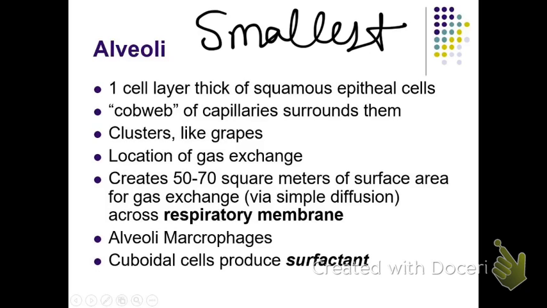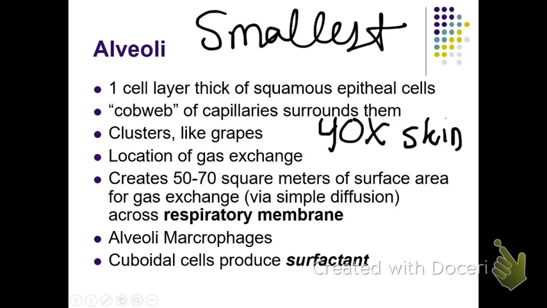And there's about 50 to 70 square meters of surface area for gas exchange. And if you're trying to conceptualize how big that is, 50 to 70 square meters is about 40 times the amount of skin surface area. So if you take all of our skin and multiply that by 40 times, that's how much surface area is within the lungs, which is a lot.